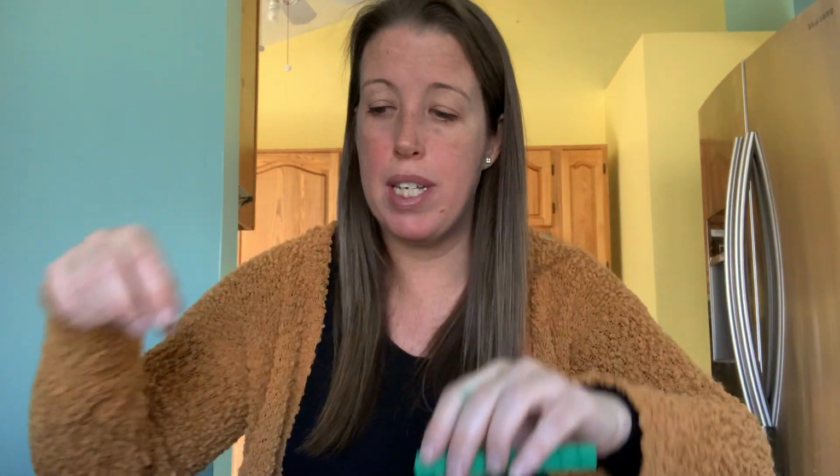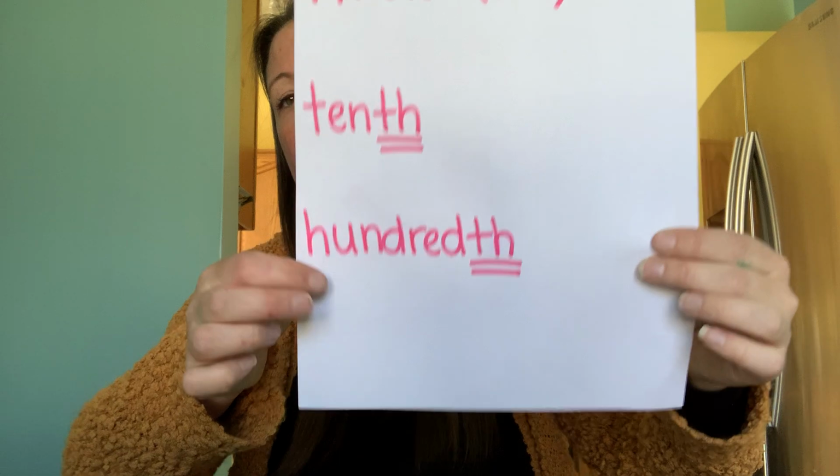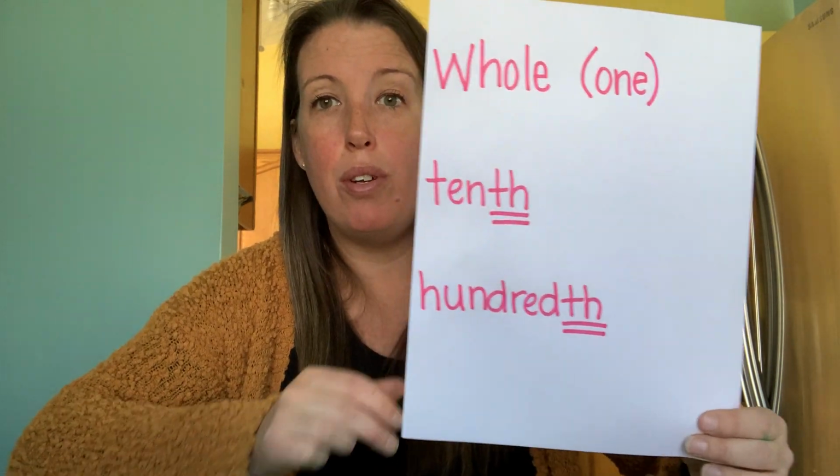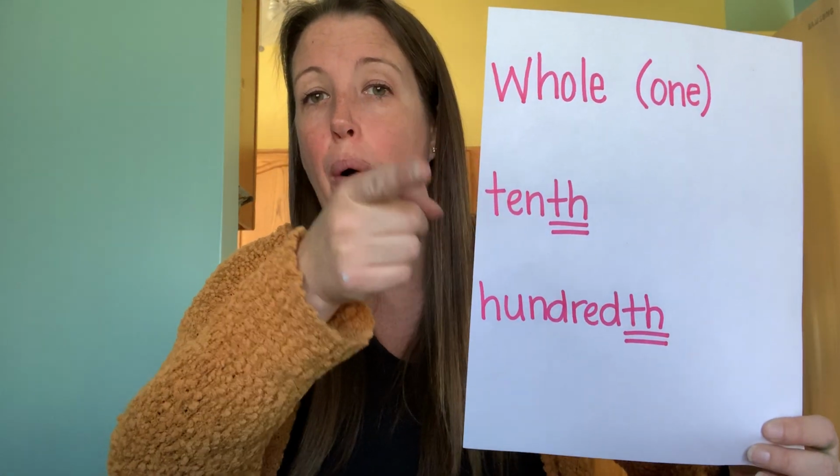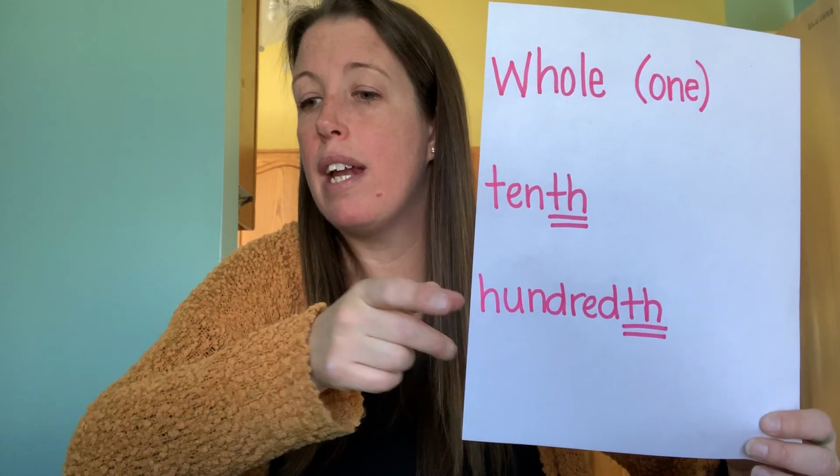Now when I take a tenth and I make it 10 times smaller, or I cut it into 10 more pieces, each little piece is going to be called a hundredth. And why is it a hundredth? Because 100 of these will fill up my whole. So 100 of these make a whole, so we call them hundredths. So these are your new place values: wholes, tenths, and hundredths. Wholes we've worked with before, but now we're going to add tenths and hundredths.